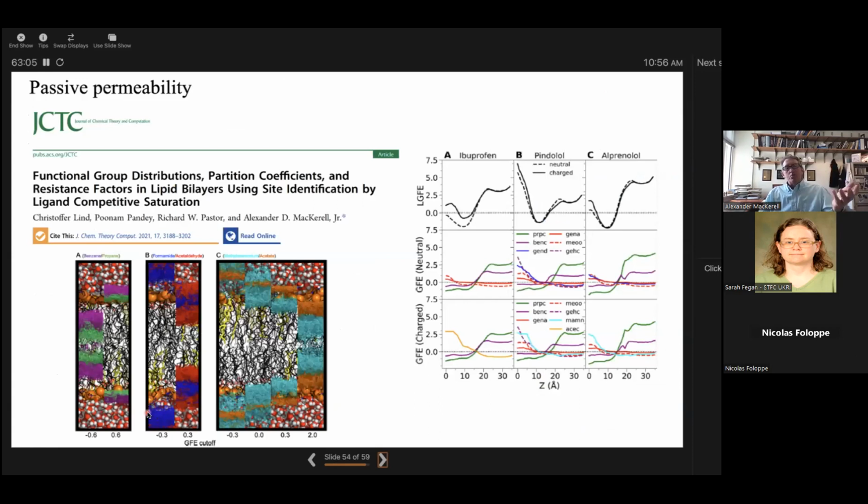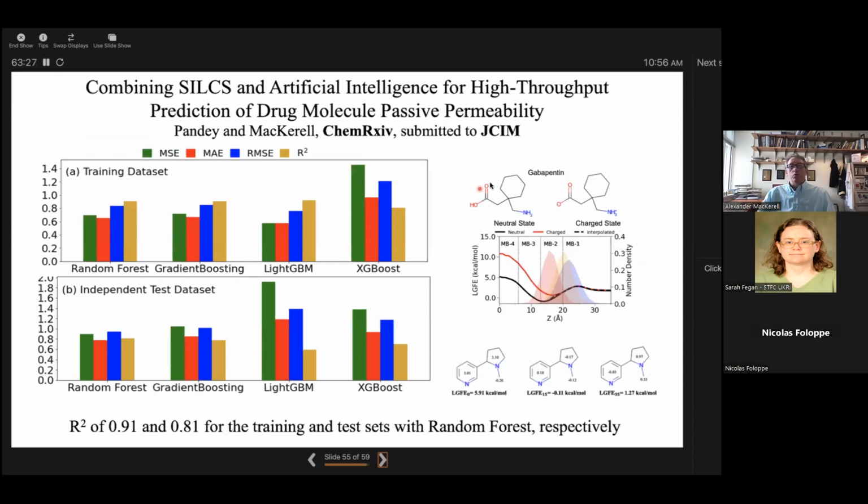And then finally, we can also do SILCS in the context of lipid bilayers to understand the distribution of functional groups across the bilayer. And once we've got these functional groups across the bilayer, we can start to use it to understand the free energy profiles for ligands passing through a bilayer, which allows us to get to models to predict passive permeability. Now what we've done is we've taken the SILCS FragMaps and calculated the free energy profile of a ligand going across a bilayer. We've now combined that with deep neural nets to develop predictive models of ligand permeability. And these are quite predictive models, and they seem to be better than anything that we've seen out there right now.